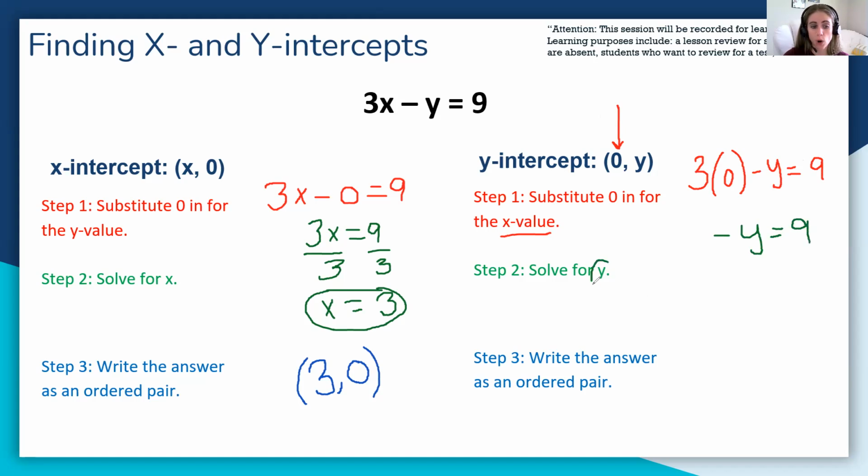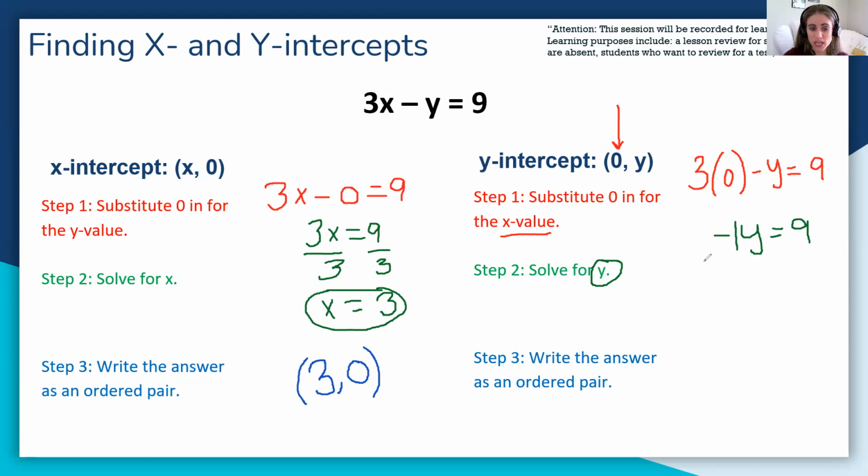Now we want to solve for y, meaning positive y. So are we done? No. What is that negative really? It's really a negative 1. So we have negative 1 times y equals 9.